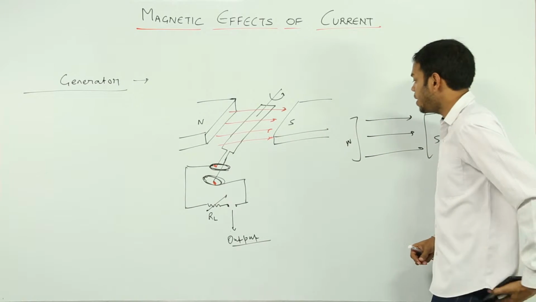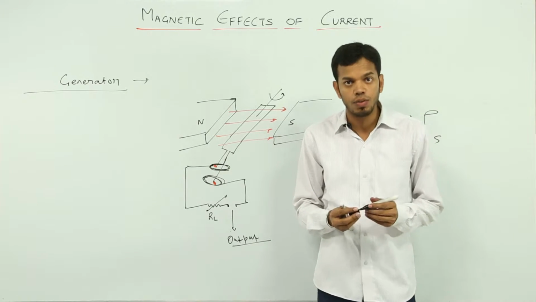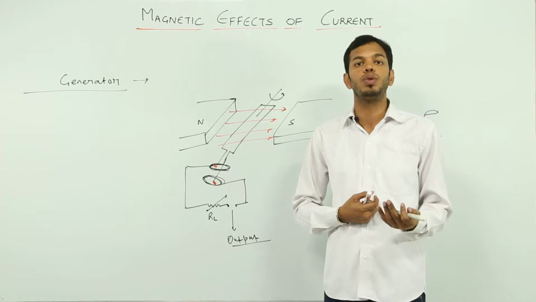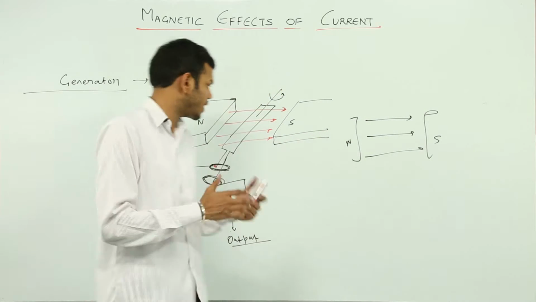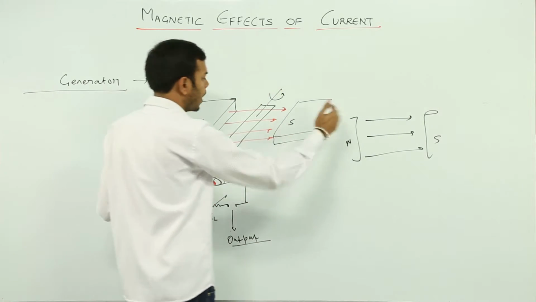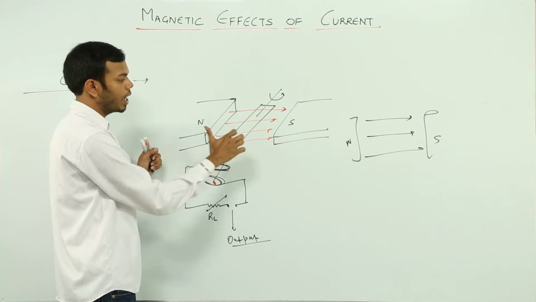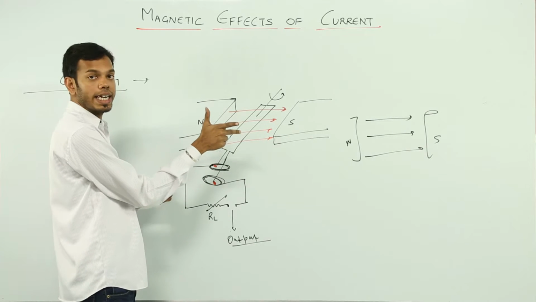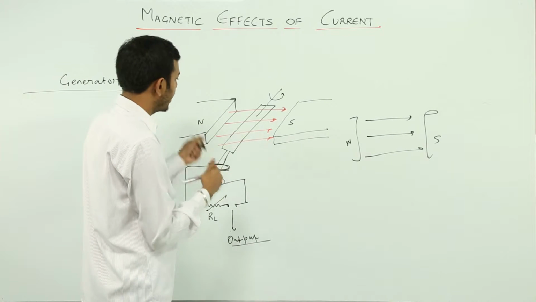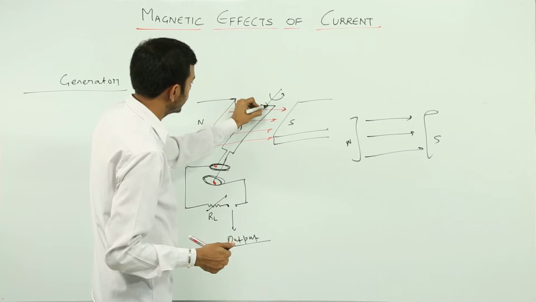So what will happen? The flux change will cause a current to be produced in it, and the direction of flow of current is given by what? Right hand thumb rule. So let's apply the right hand thumb rule. This part is going upwards, it is coming out. So the motion is upwards, the magnetic field is in this direction, so the current is vertically inwards. That means the current will flow in this direction.